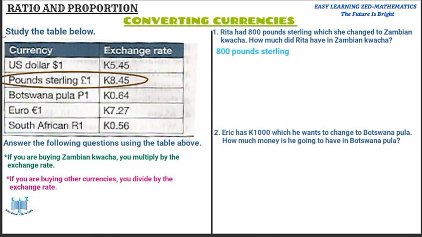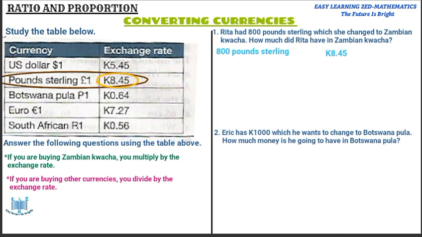That is the exchange rate. The exchange rate is the one I've circled in yellow there. That is the exchange rate, which is 8.45 kwacha. So that's the one I'm going to write there. So we are going to multiply. Remember, we are going to multiply.